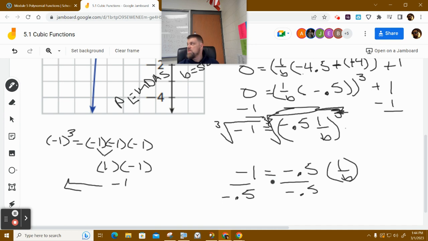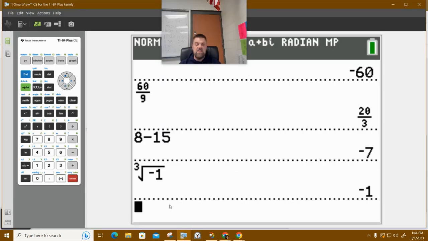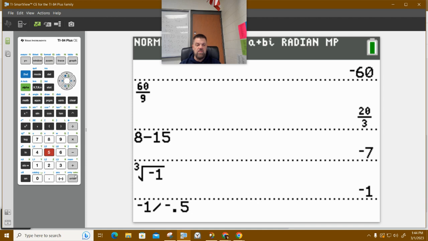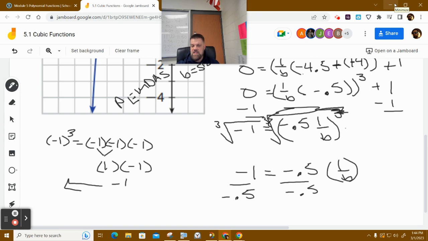Okay? Now this will be an interesting phenomenon. Pull up your handy-dandy calculator, take -1 and divide that by -0.5, and I think it's +2. Does that make sense? All right. So this whole thing on the right-hand side is +2. And these cancel, which is equal to 1 over b.